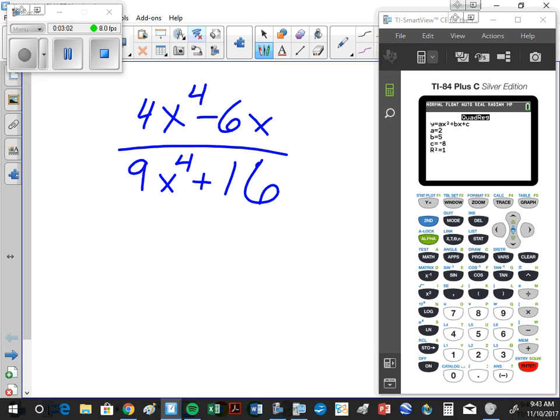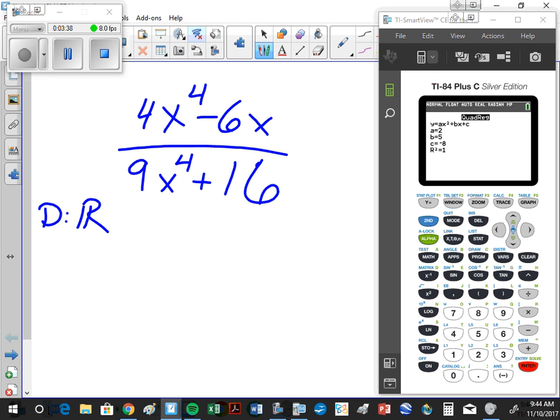Where are the discontinuities? Does the bottom factor? It does. It factors into imaginary numbers, 3x squared plus 4i and 3x squared minus 4i. But no, we wouldn't factor it because the denominator is a polynomial that does not hit the x-axis, which means it never equals 0. So there are no discontinuities. The domain is all real numbers.